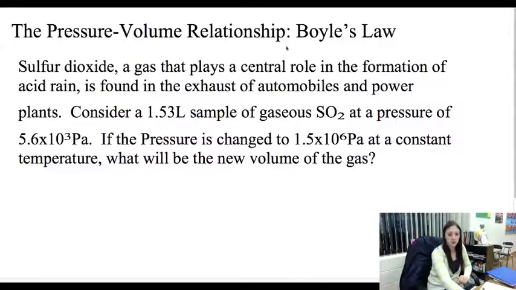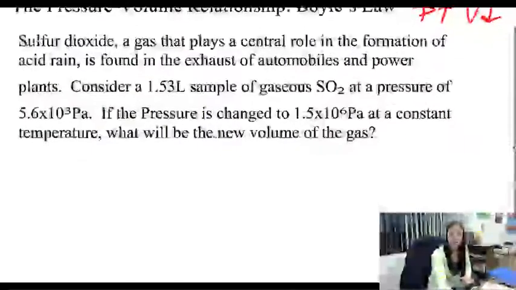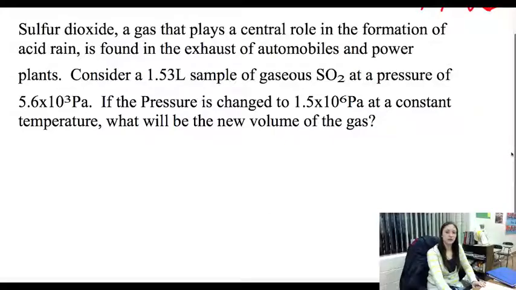We've got to remember the relationship between pressure and volume. As my volume goes down, particles get closer together, which means they're going to collide more often, which means my pressure goes up. Let's remember back to last year, we did these little before-after deals. It says sulfur dioxide is a gas that plays a central role in the formation of acid rain. It's found in the exhaust of automobiles and power plants. Consider a 1.5 liter sample of gaseous SO2 at a pressure of 5.6 times 10 to the third pascals. If the pressure is changed to 1.5 times 10 to the 6 pascals at a constant temperature, what's the new volume?